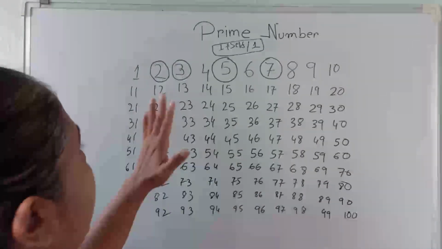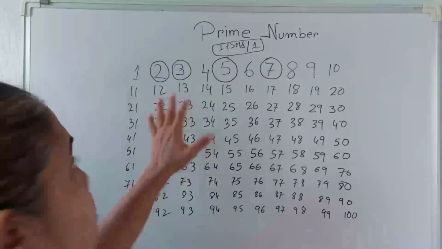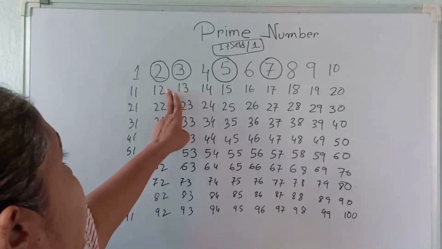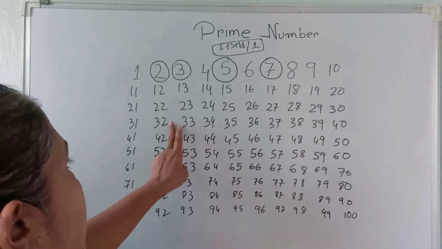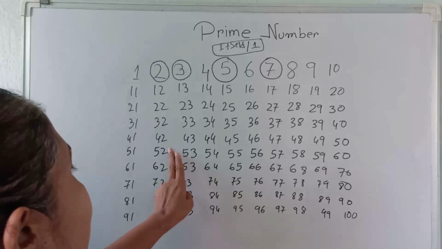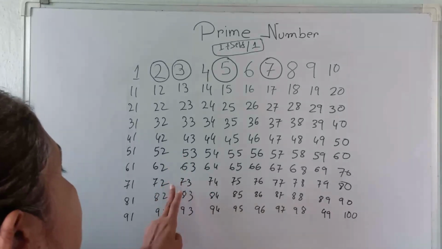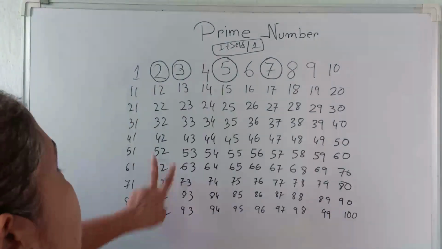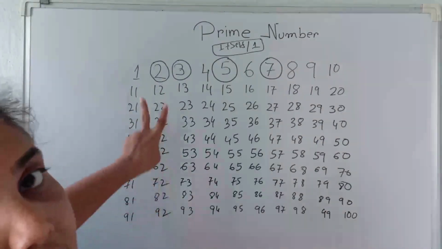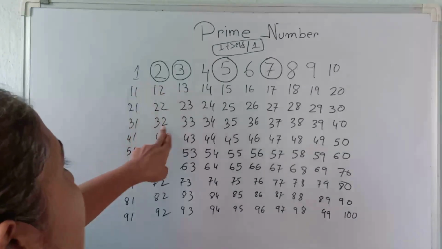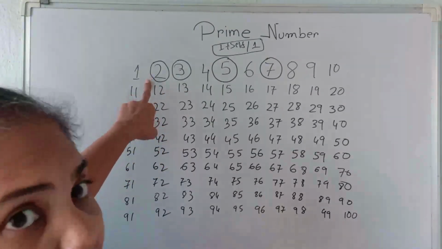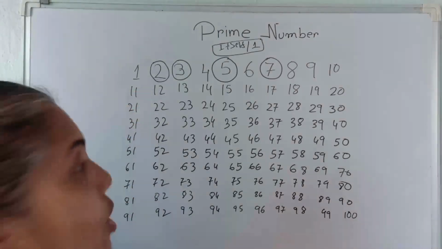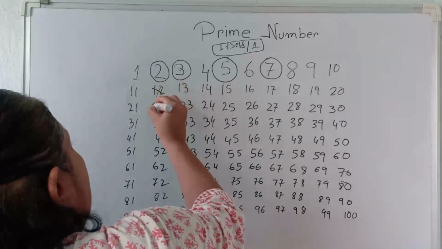Now, 2 is a prime number, but whatever numbers end with 2, like 12, 22, 32, 42, 52, 62, 72, 82, 92, they are not prime numbers because they are all divisible by 2. So just cross those numbers.